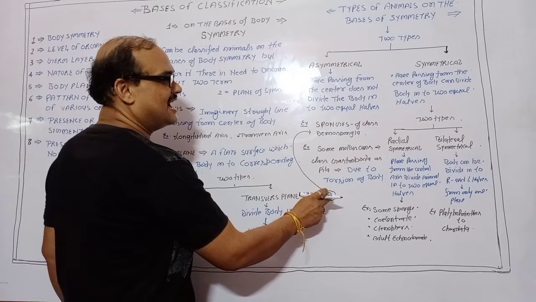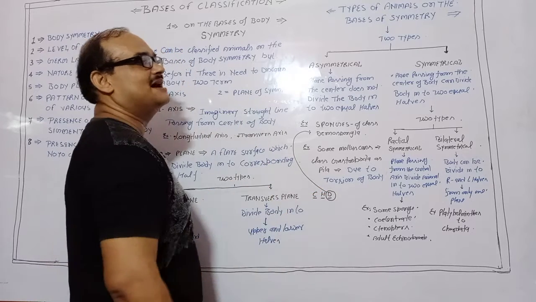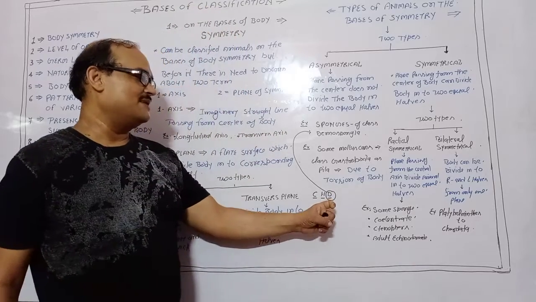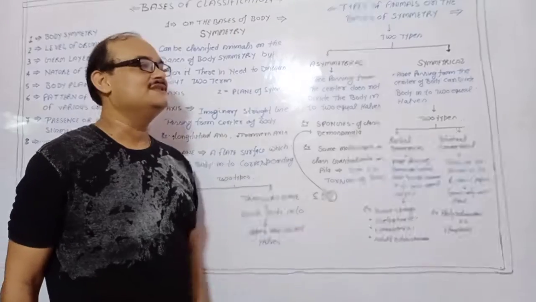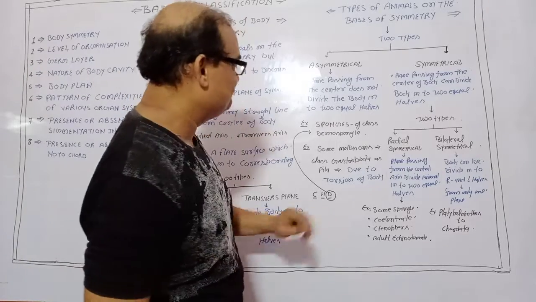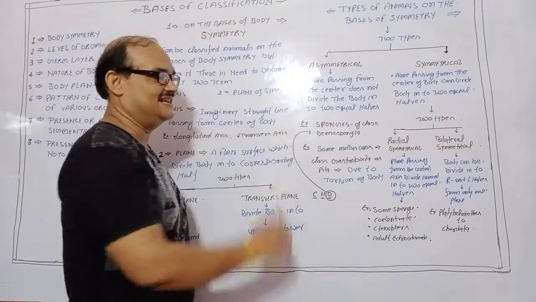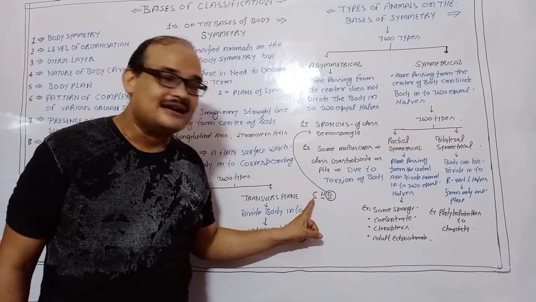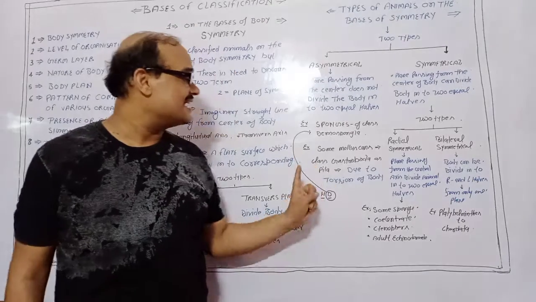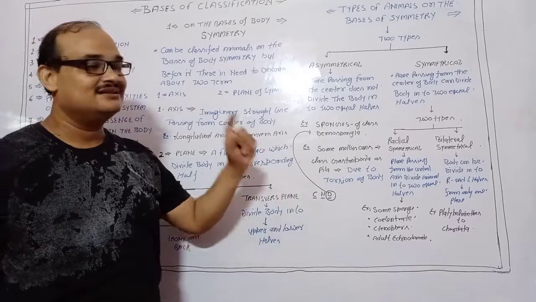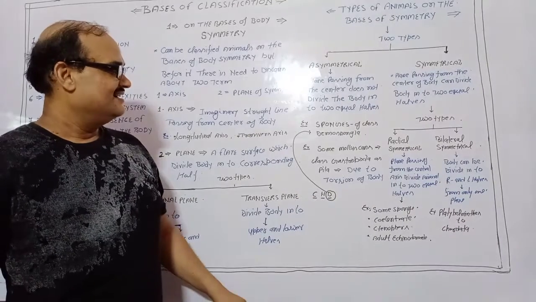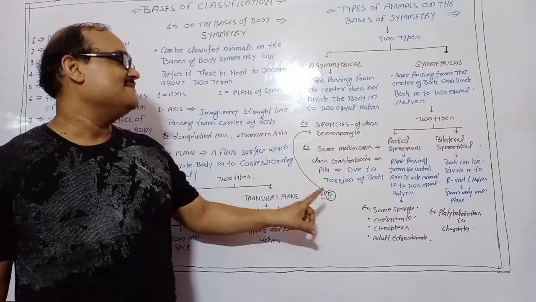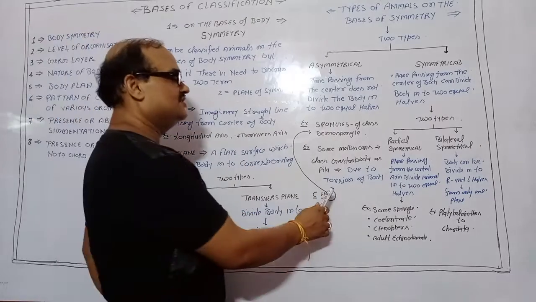only these are asymmetrical. Here, the bath sponge. You know about the bath sponge and the freshwater sponge, means Euspongia and Spongilla. These are asymmetrical. Similarly, the members which belong to Calcarea and Hexactinellida are radial symmetrical. These are not asymmetrical. This point is very important for the examination.